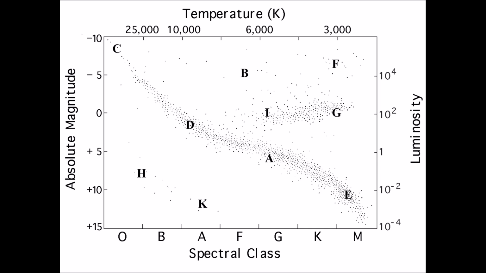And let's look at how things are laid out. On the horizontal axis, we have temperature at the top. It increases to the left. We have the spectral classes on the bottom. On the vertical axis, we have the luminosity, and we have absolute magnitude on the left-hand side.